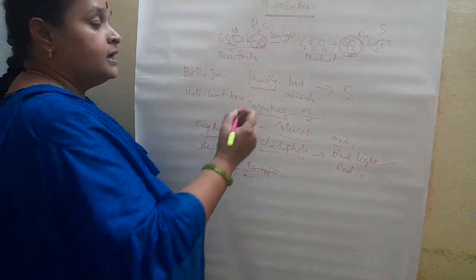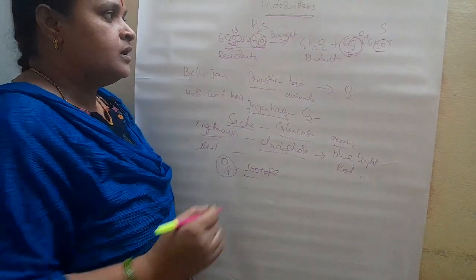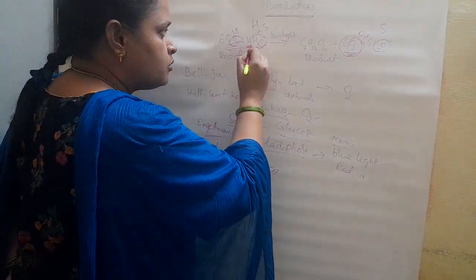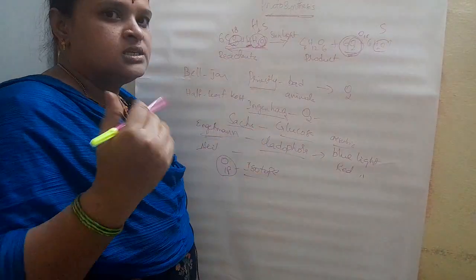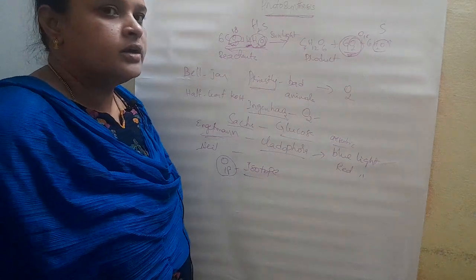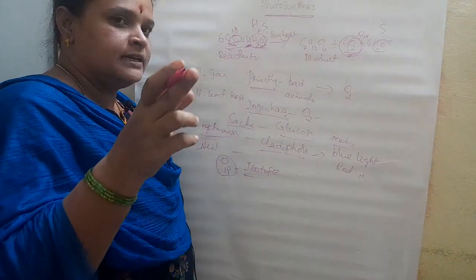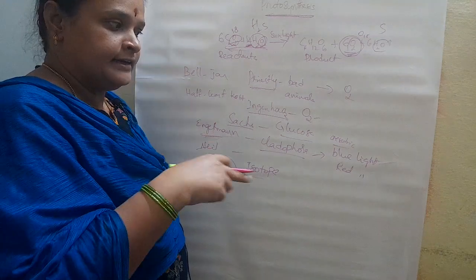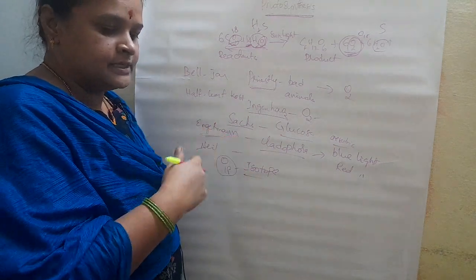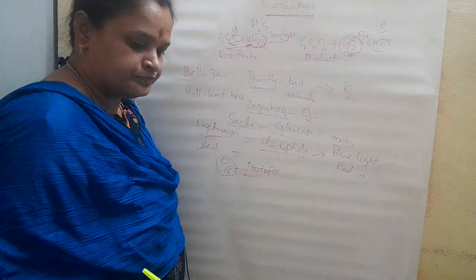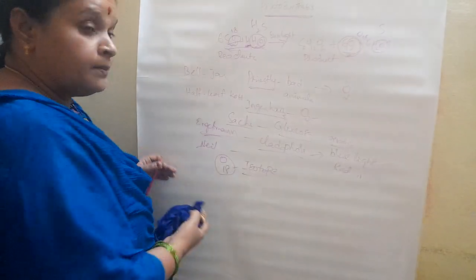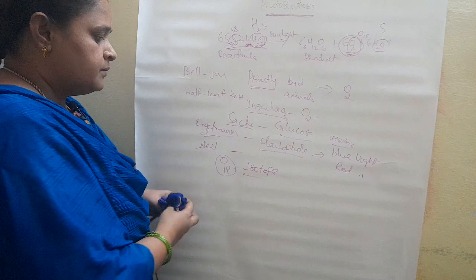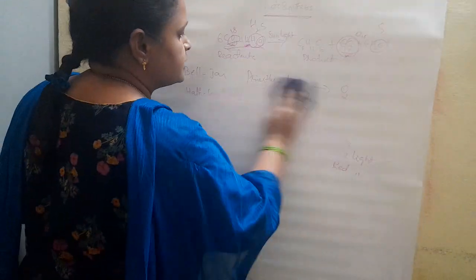So that is the thing that matters. Okay, and one more question will come: why 12 water molecules? Why not 6 water molecules? I will give you the clarification later, after some time. So these are the prehistory of photosynthesis.